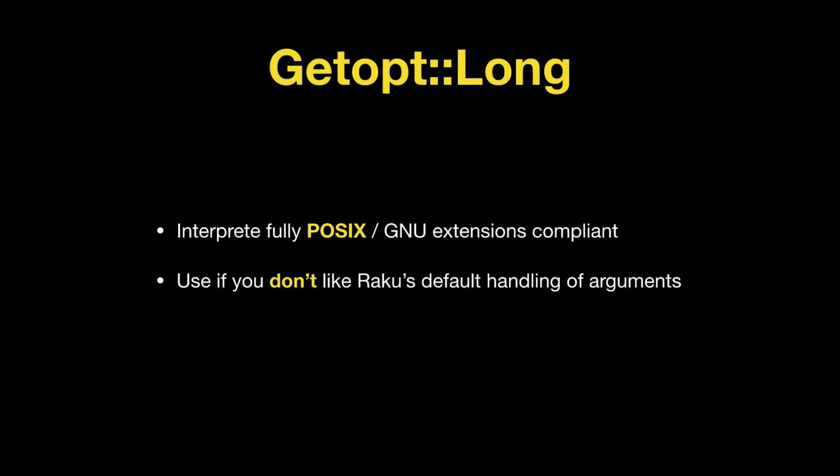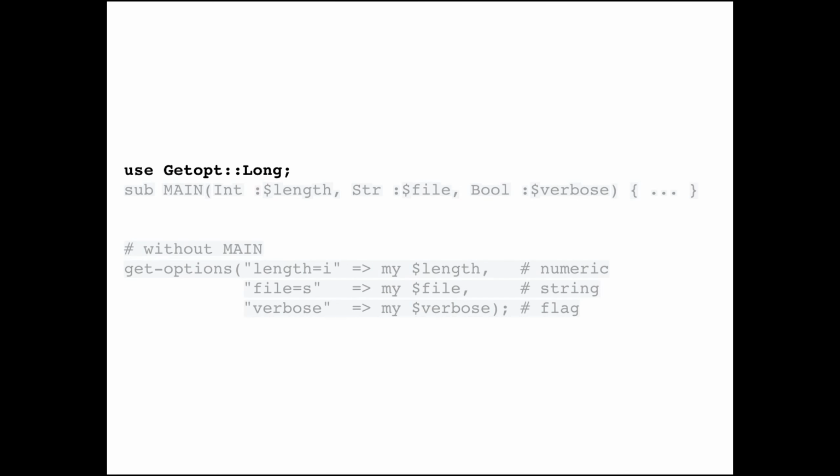So basically, if you don't like the way Raku is doing it, then you should use Getopt::Long. It's being maintained by Leon Timmermans. It's a port from the Perl 5 version by Johan Vromans, and it does its work, and it's very nice. So what do you do to make it work? You say use Getopt::Long, and if you are using SUB MAIN, then that's all you need to do.